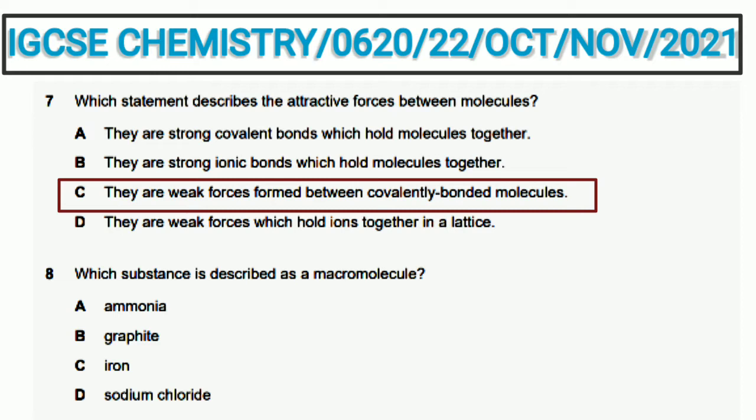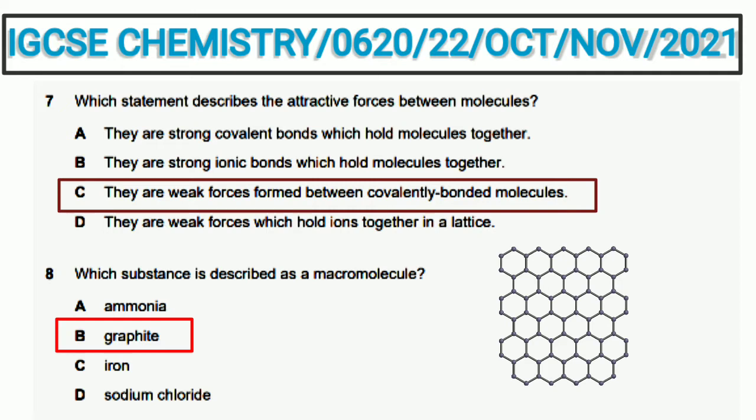Eighth question. Which substance is described as a macromolecule? Option B, graphite, is the correct answer here. It has a macromolecular structure. Ammonia, iron and sodium chloride do not have a macromolecular structure.